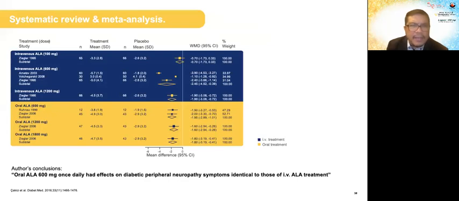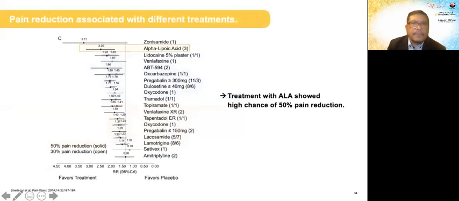In the systematic review and meta-analysis, as represented by IV and oral treatment in orange, it shows that oral alpha lipoic acid at 600 milligrams once daily had effects on diabetic peripheral neuropathy symptoms identical to those of IV preparations of alpha lipoic acid. Pain reduction was likewise a parameter with regard to differences in treatment.